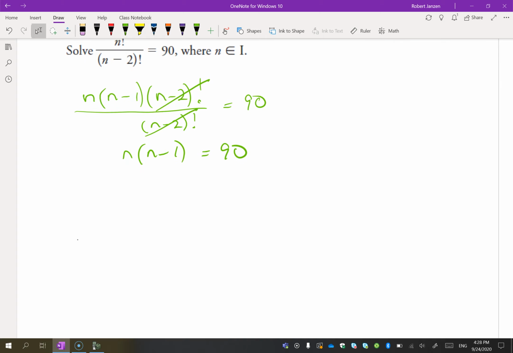Now what? We could probably do a little guessing and checking to find what value of n might work here. I need two numbers that are 1 apart. What's 9 times 8? That would be 72. What about 8 times 7? That'd be 56. Let's go bigger. What about 10 times 9? Yeah, that's 90. So I think that means that n is 10.